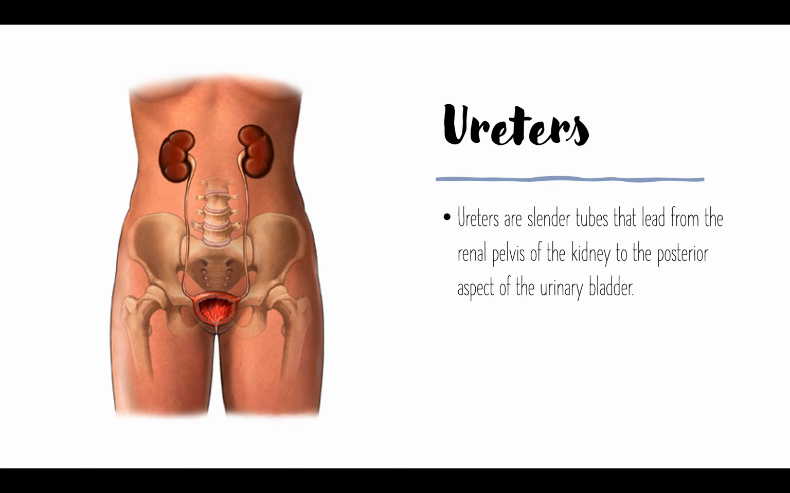So what are the ureters? Ureters are just tubes, right? They're just tubes that run from the kidney down to the bladder. They are typically about 10 inches in length. So I usually just tell people, remember, about a foot for the average person.